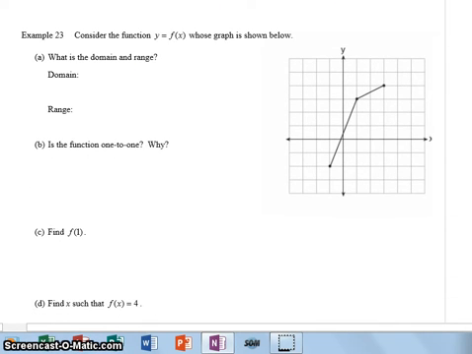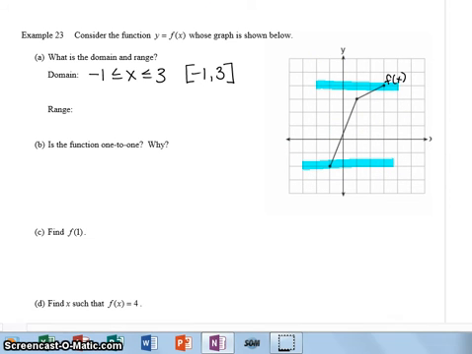Last example here, example 23, consider the function y equals f of x. So here's my f of x graph. Okay, what is the domain and the range? So now remember, domain means I'm reading from left to right, and you're giving me the x values. So I'm going from -1 to +3. So if I were to do it in set notation, it's going to be -1 less than or equal to x less than or equal to 3. If you're doing it in interval notation, it'd be [-1, 3]. Okay, so this is set notation, this is interval. All right, now the range is how high and low, the y values. So my range is going from -2 up to +4. So it's -2 less than or equal to y less than or equal to 4. That's set notation. Or [-2, 4]. Okay?